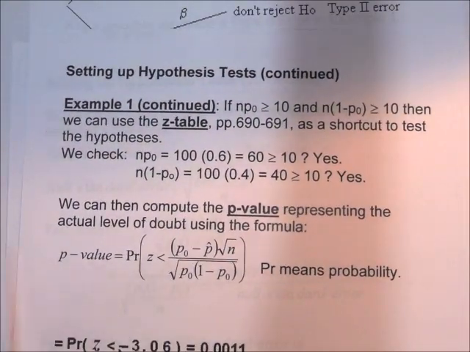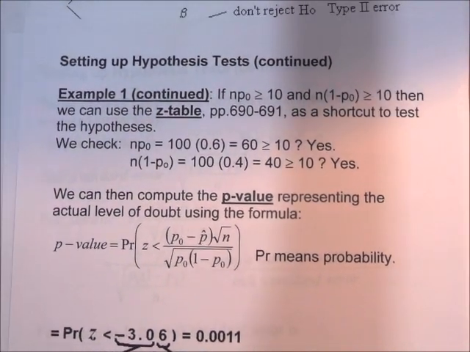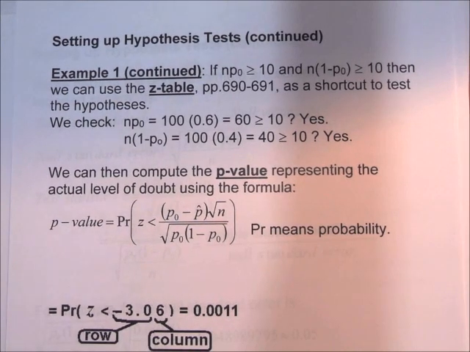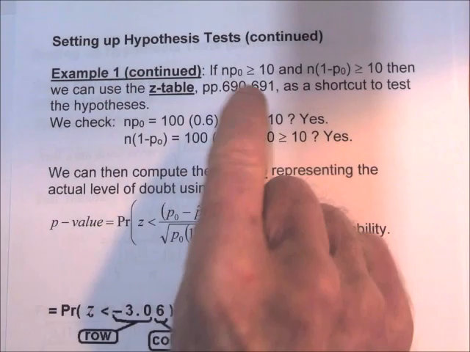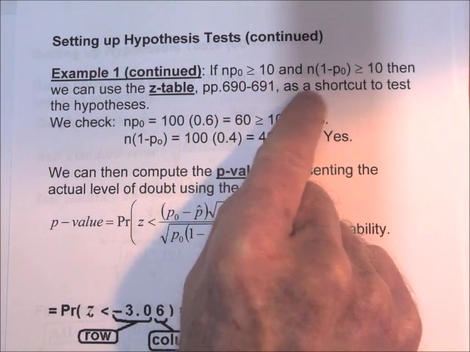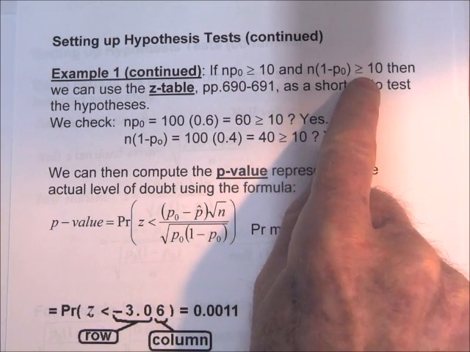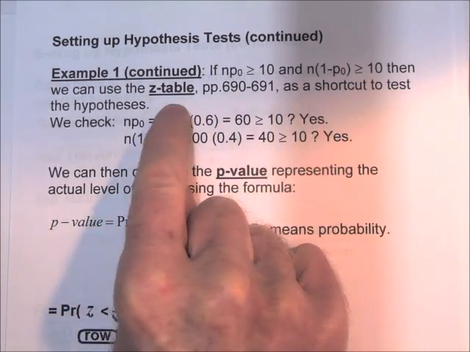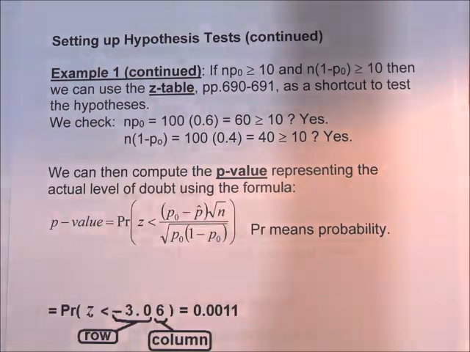Okay, so the exact probabilities involve quite a bit of computation. So most of the time we're going to be using the z-table to give estimates for the probabilities. And we can do that if n times p0 is at least 10 and n times 1 minus p0 is at least 10. So if it meets those conditions, we can use the z-table.